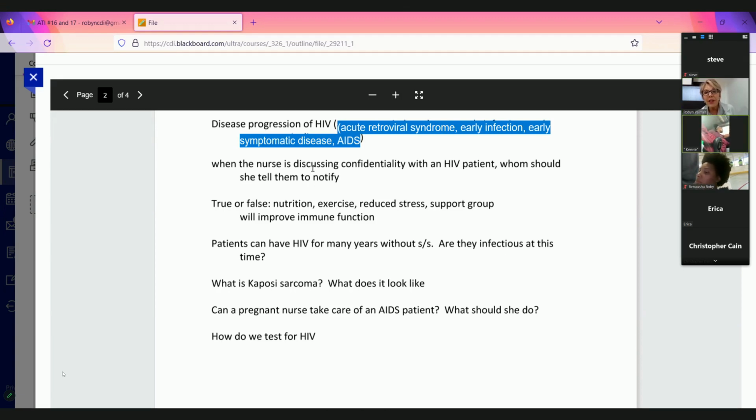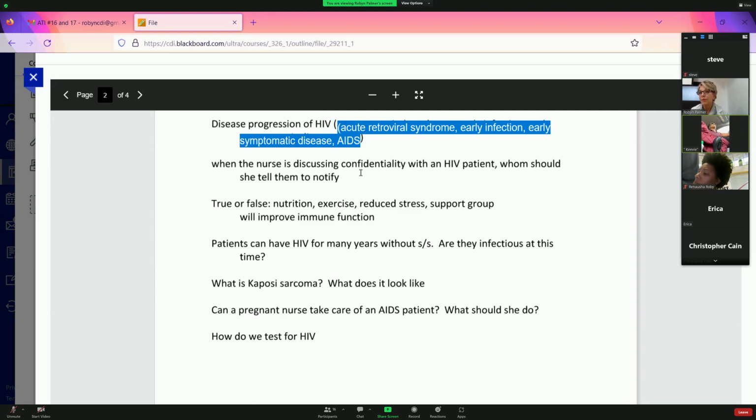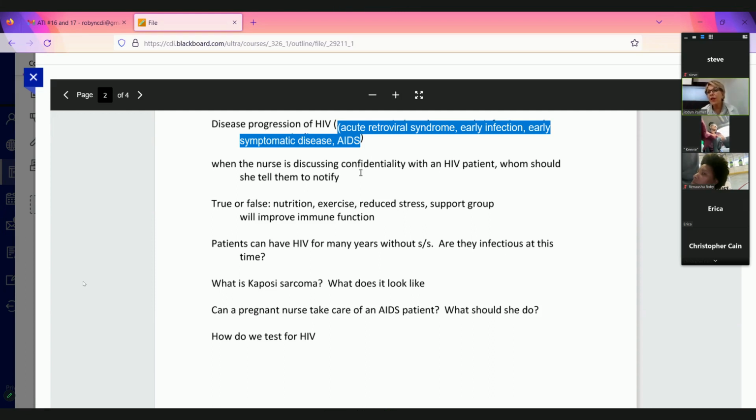When the nurse is discussing confidentiality with an HIV patient, who should she encourage them to tell they have HIV? The partners they slept with. Anybody else? Family. Well, yeah, but the healthcare worker too. We should know that you have HIV, even though we're going to practice universal precautions.